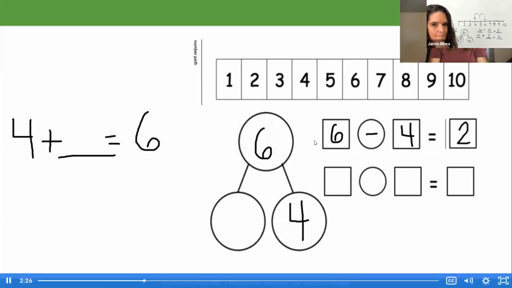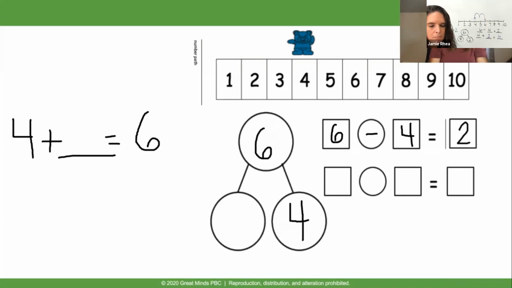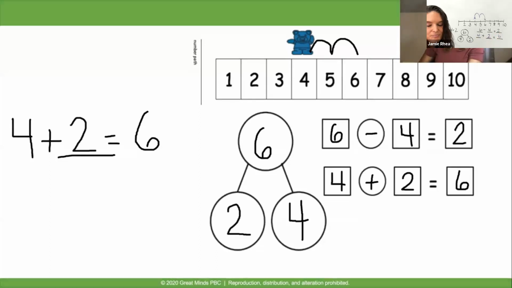Place my bear on 4. How many hops are needed to get to 6? Let's count and keep track of the hops on your fingers. 4, 5, 6. How many does 4 need to get to 6? We said 2, didn't we? 2. Great job. What is the number sentence to show what we just did? 4 plus 2 equals 6.